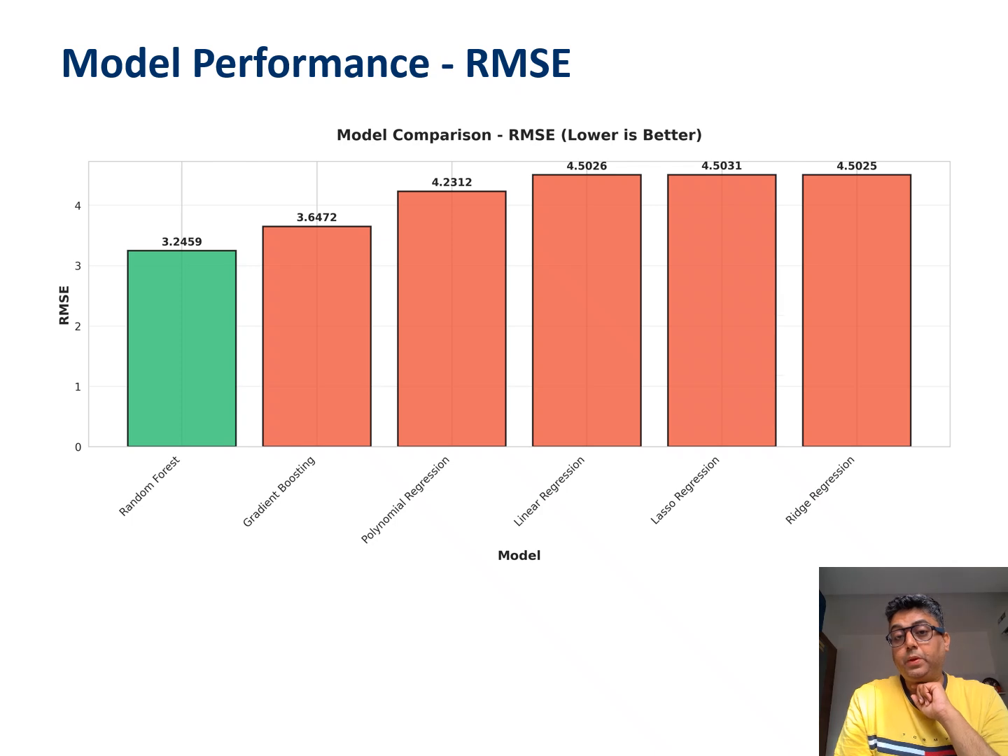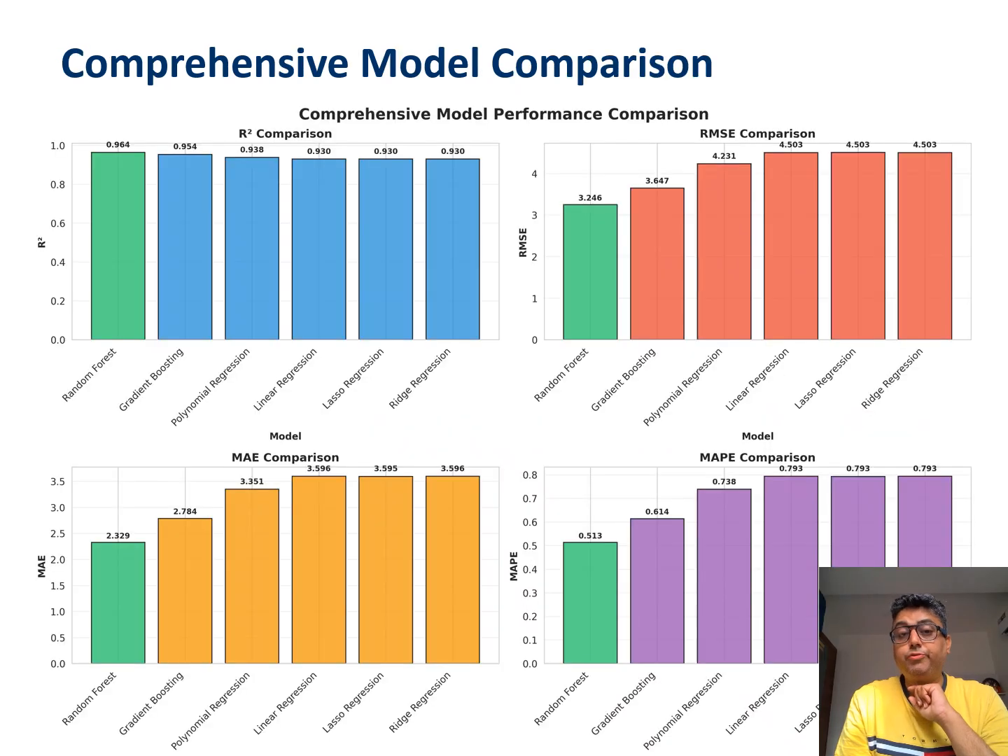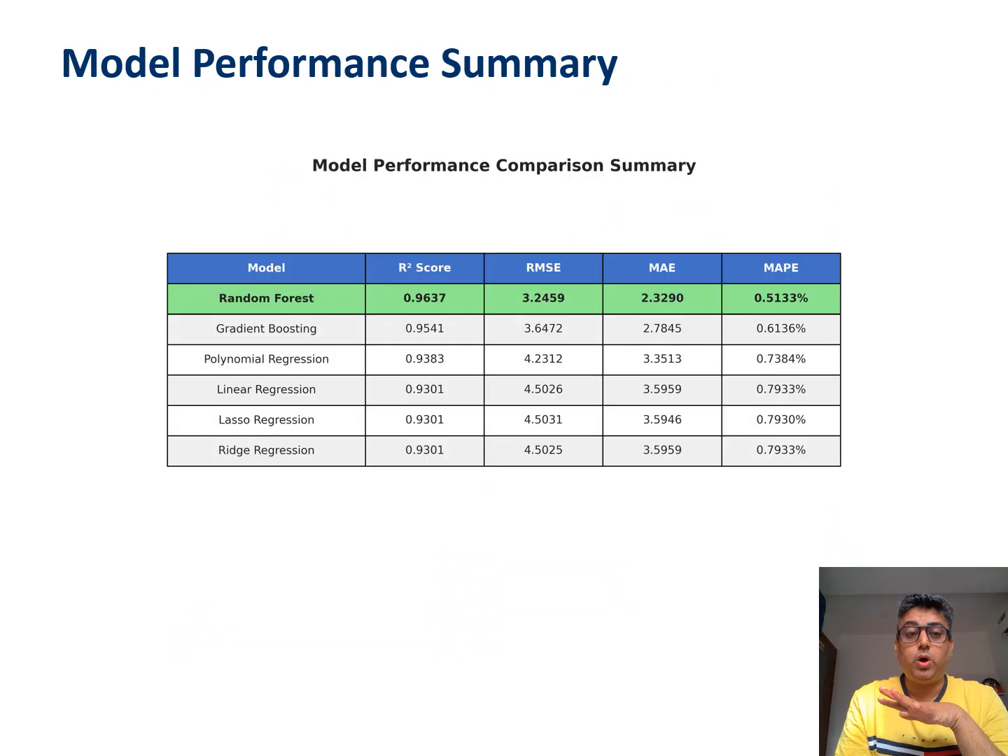Going forward, this table is for understanding the different models and their R square, RMSE, MAE, and MAPE. This comparison shows you the clear winner here, and you can see that the random forest came out to be pretty good.